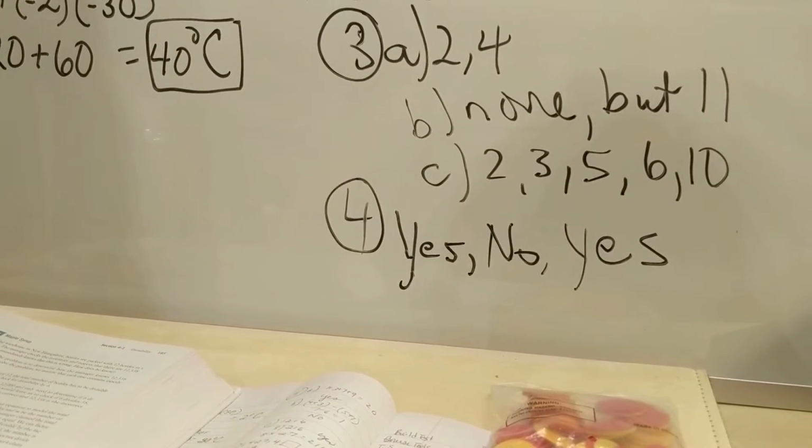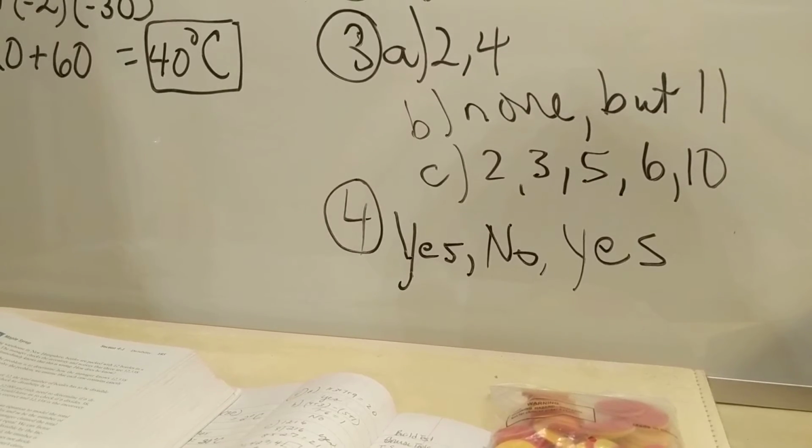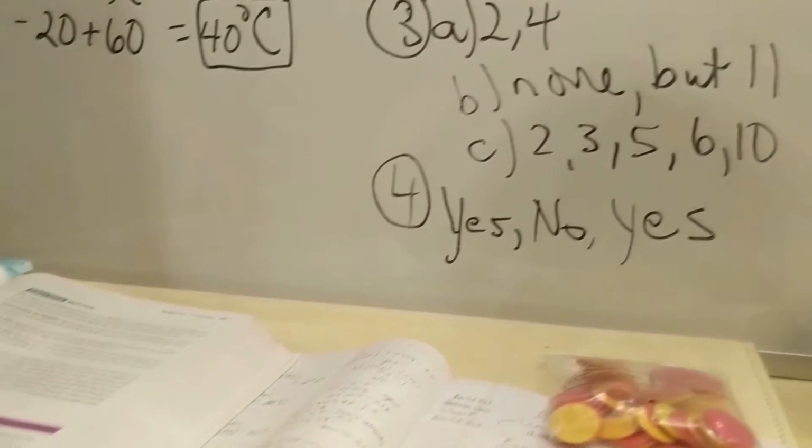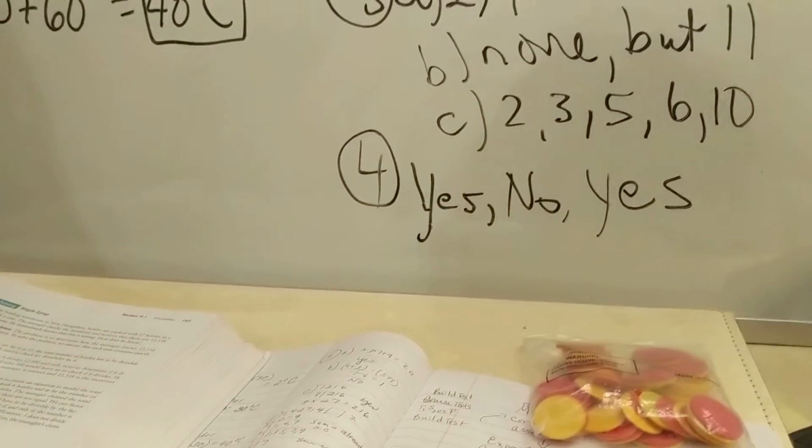In B, the answer is no. The apple orchard has 1,354 apple trees. Can it be planted in rows of 11? If you divided that, you would find that it's no. I didn't show you the test.